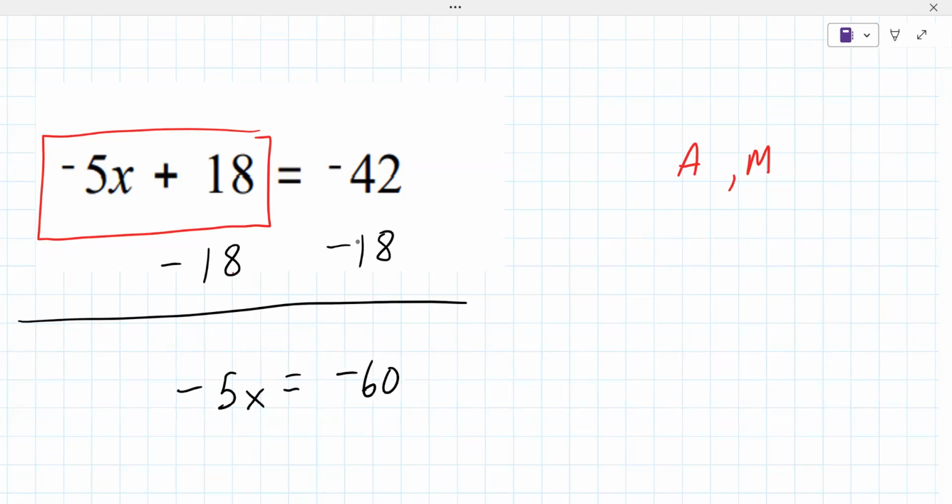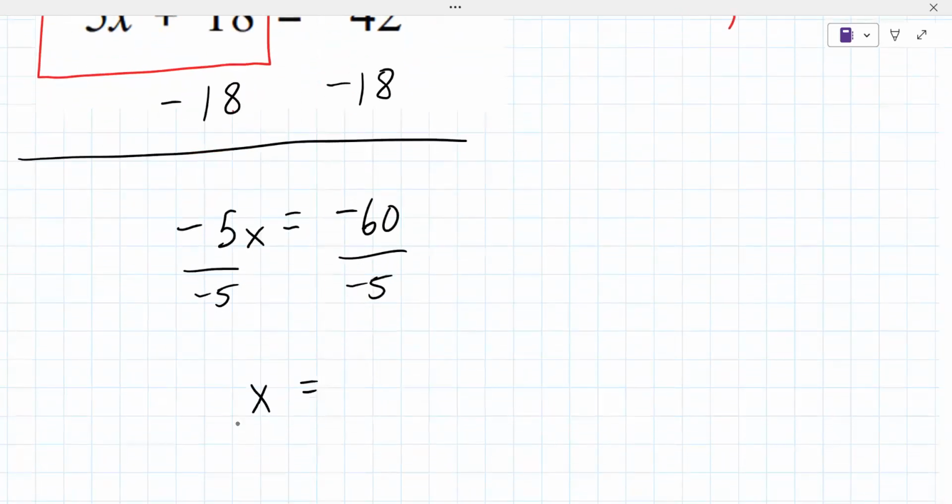Now you're going to undo multiplication by what operation? How do you undo multiplication? Division. Yes. And that equals 12. All right. Any questions on that? Nope.